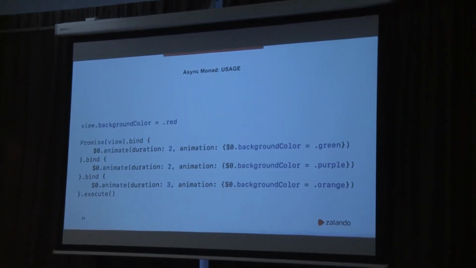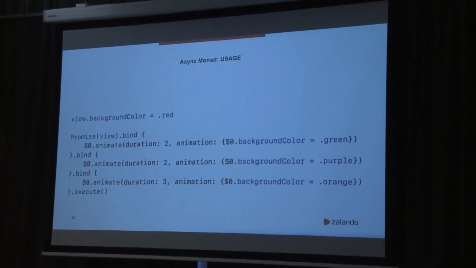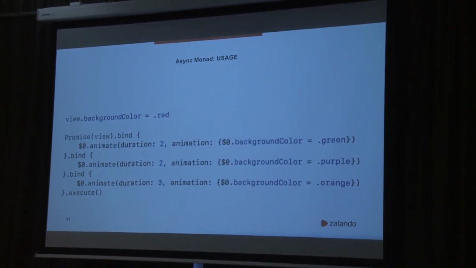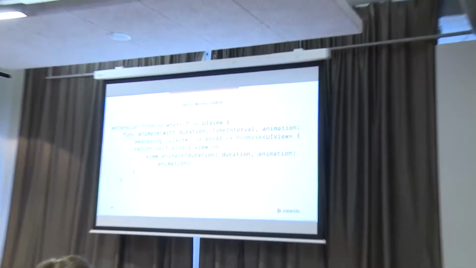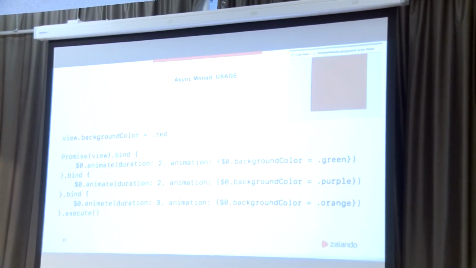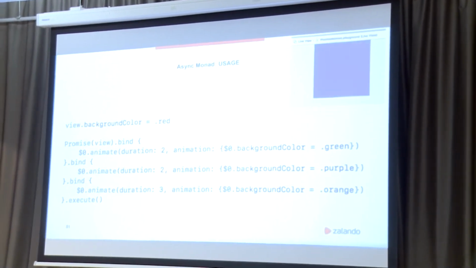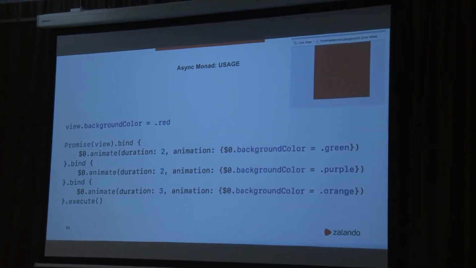So I can start with a red view, and then I will say promise of a view. That will give me a promise of a view, and then I bind other animations that I want to do. Now it's very declarative: I want to make it green for 2 seconds, purple for 2 seconds, and orange for 3 seconds. The order is guaranteed, and you call execute because a promise is a big expression. And that brings you this animation. Did it stop, by the way? No? Okay. There is red, green, and then the orange, right?